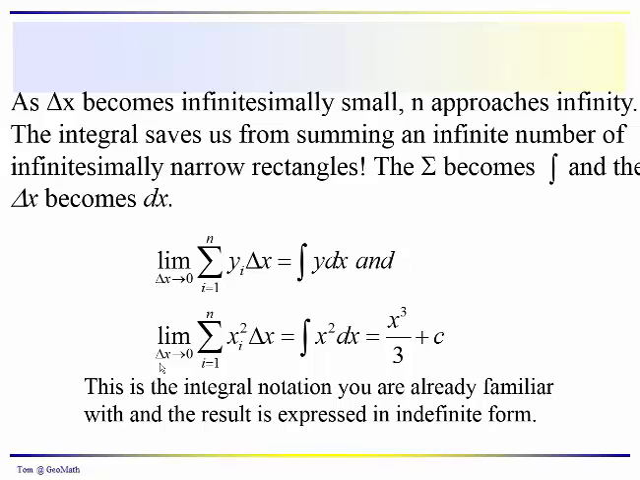And the limit then, as delta x goes to 0, of this quantity would be represented as the integral of x squared dx, which we know will be x cubed over 3 plus c. The result of integration in this case is expressed as an indefinite integral. And at this point, I think you can see that a lot of the notation and so on should be looking fairly familiar to you.